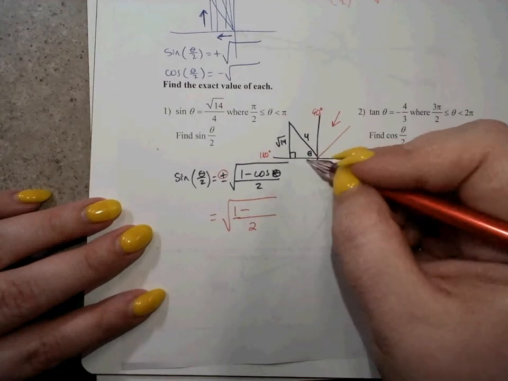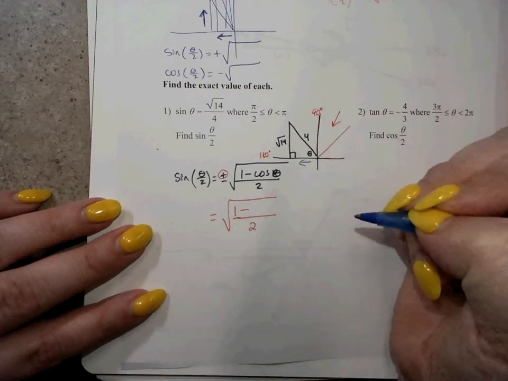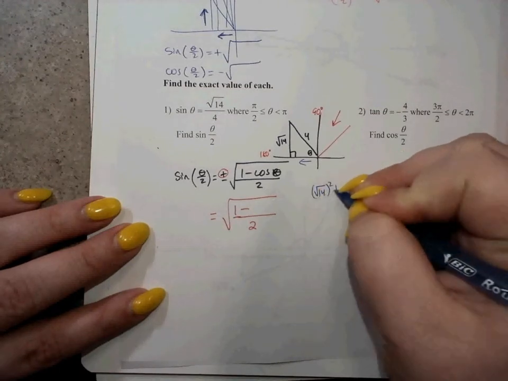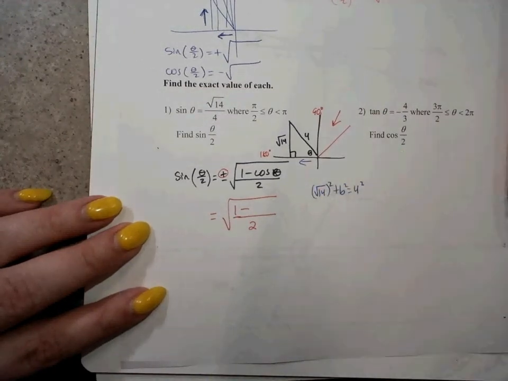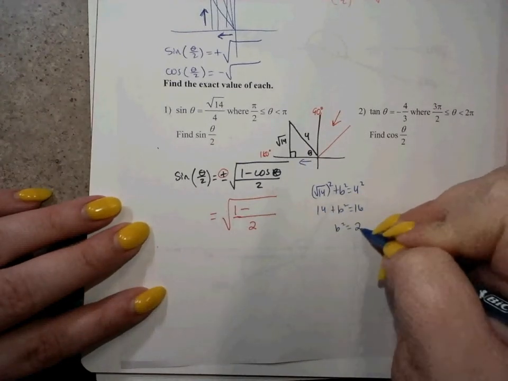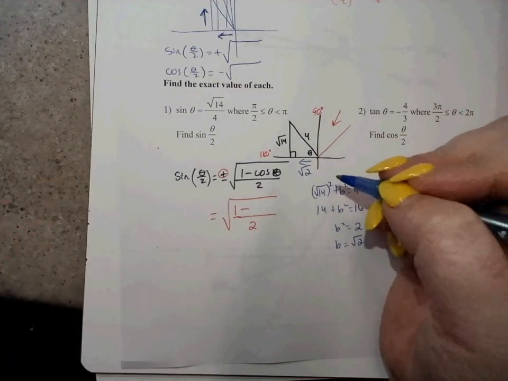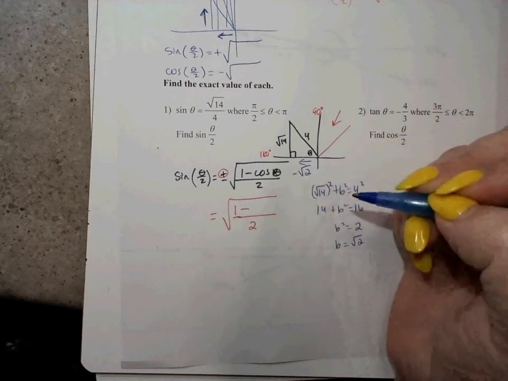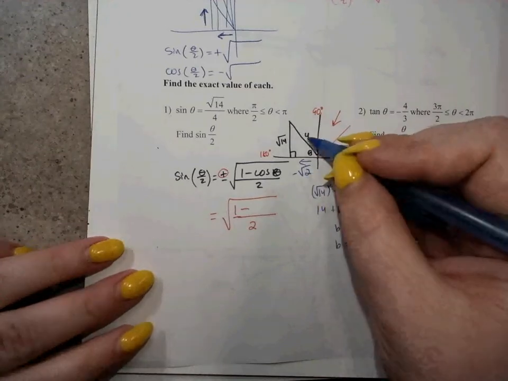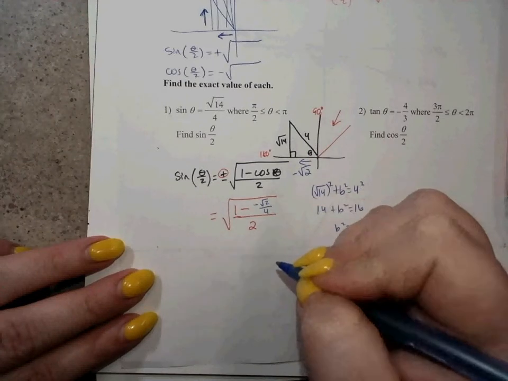But in order to figure out the cosine, I need to know what this side is, right? So A squared plus b squared, so square root of 14 squared plus b squared equals 4 squared. So I've got 14 plus b squared equals 16. B squared equals 2, b equals the square root of 2. Now I'm going to put the square root of 2 over here, but I'm going to remember I am in this quadrant. So for theta, this is negative, okay? Which means for cosine of theta, adjacent over hypotenuse, I'm going to say negative square root of 2 over 4.